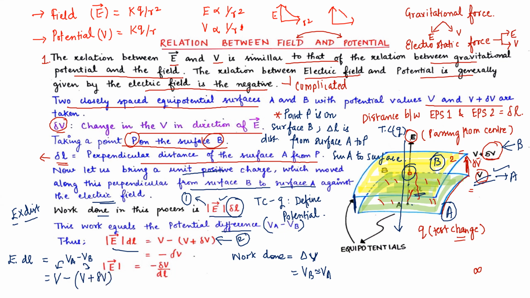Now we will expand it. The minus will go inside the bracket and the answer we will get is V minus V minus delta V. This V and this V will cancel out because they have the same magnitude with opposite signs, and only this will be left. What is it? It's a negative value. Now our E is defined with respect to this negative value.